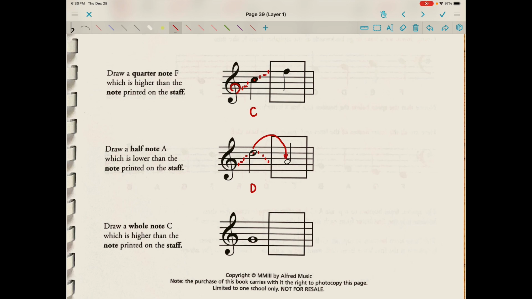Draw a whole note C, which is higher than the note printed on the staff. So this is an easy one. This is a G because it's on line 2. And we need to head up because we need to draw a note that is higher. So G, stepping up to the next space would be A. The next line would be B. And then C is right here, and we need a whole note, so an open note head with no stem. Right here in space 3.